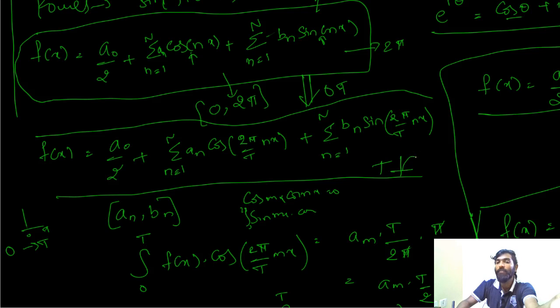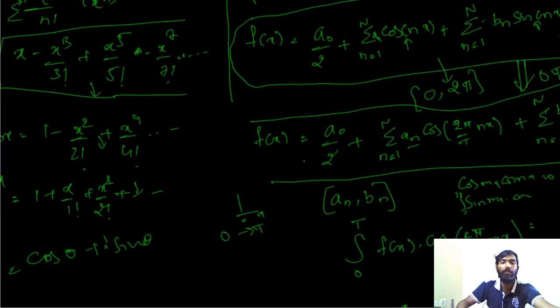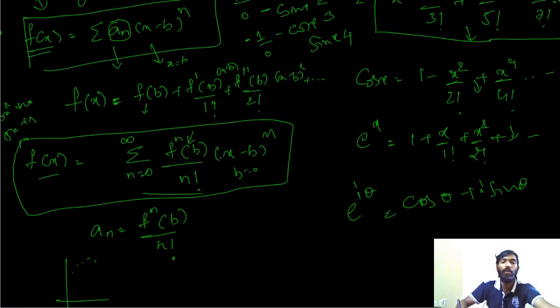For example, if your function is like this from 0 to T, again from 0 to T, again your function is going to be like this, again and again it's going to repeat. So it's going to be periodic with a period of capital T, right? So how do you find out the weights?